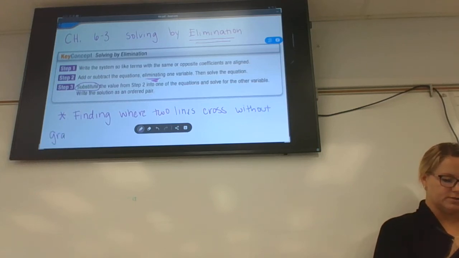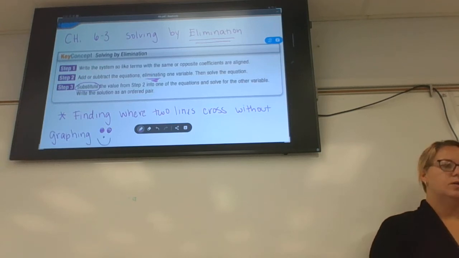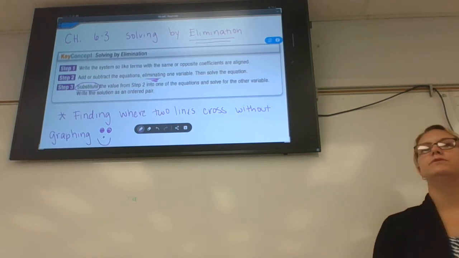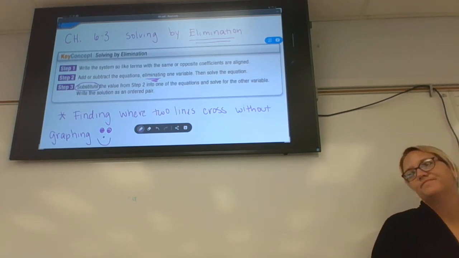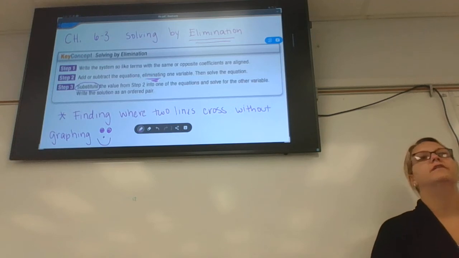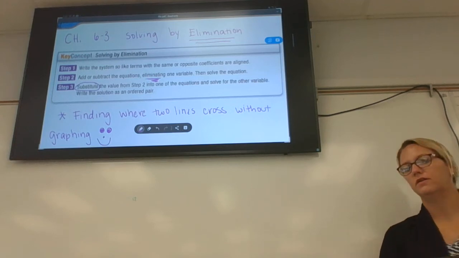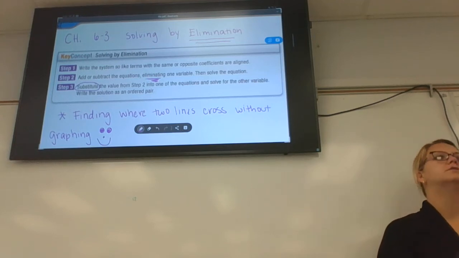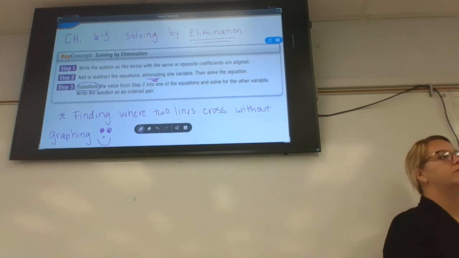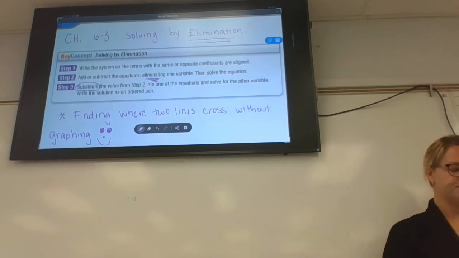You don't have to write this last one, but what we're going to do is find where two lines cross without graphing. Some people love it. They get tired of graphing. They don't have graph paper. Their lines don't cross right. So we're going to find where they cross without having to graph. Total bonus.